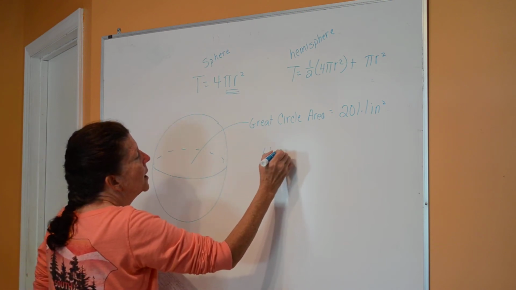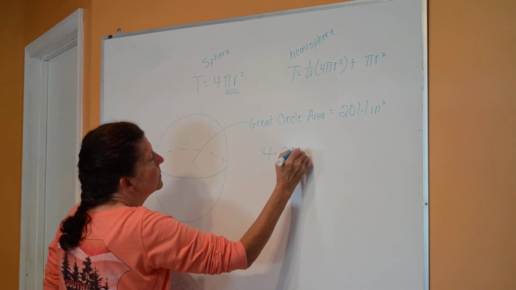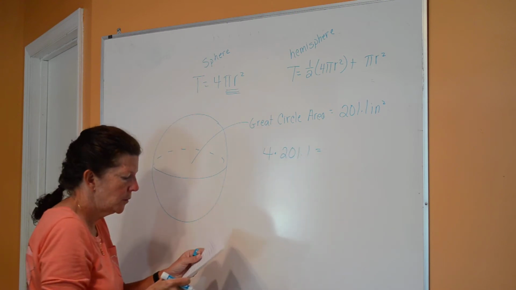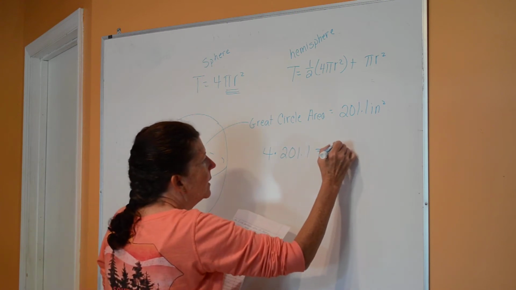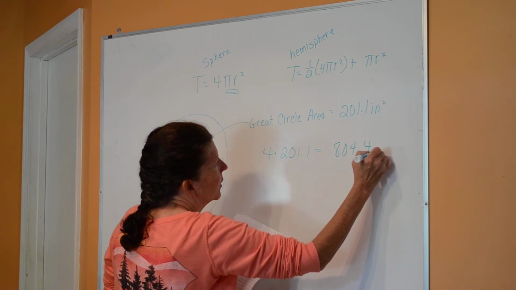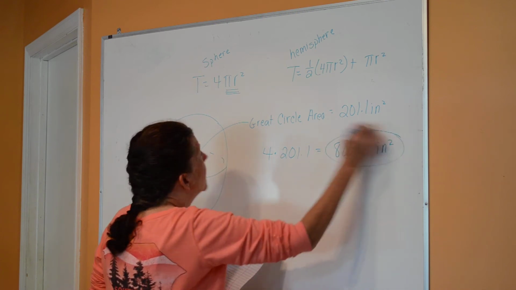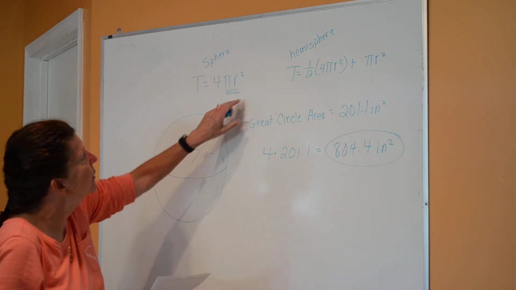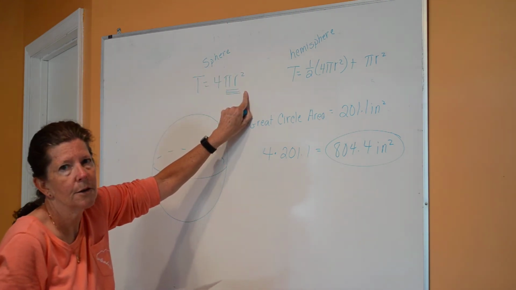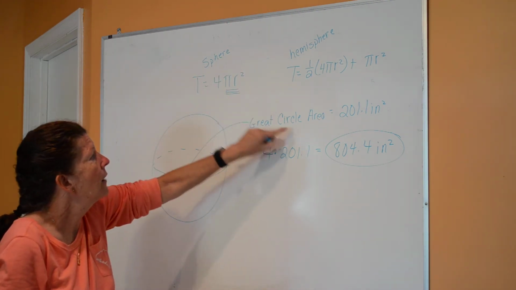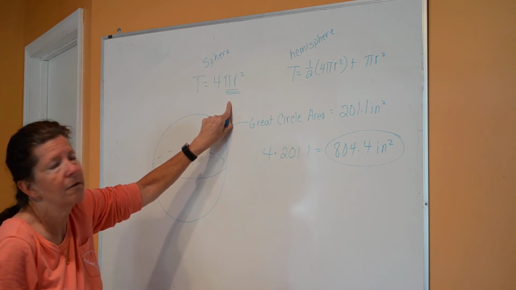So 4 times 201.1 is 804.4 inches squared. Now you could work backwards, but the area of the great circle is that part right there. So if you know the area of the great circle, you're just going to multiply it by 4.